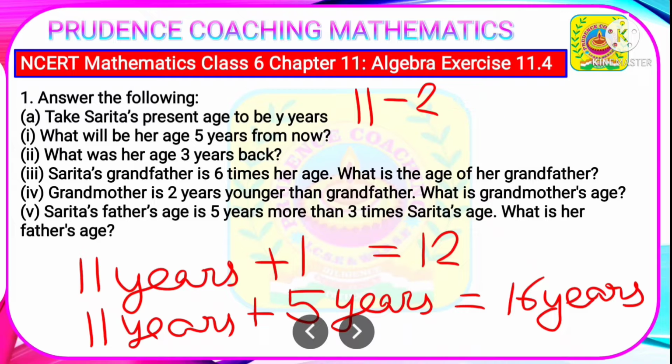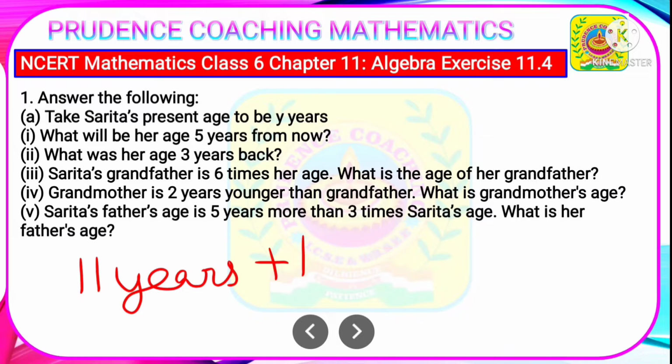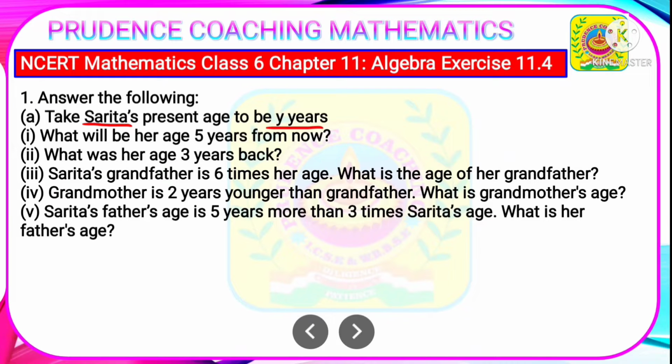But here let us see what is given in the question. According to the question, it is given, answer the following. Take Sarita's present age to be y years. So here the actual age of Sarita is not given. It is given that we are going to assume her present age, or her age now, is y years. So this is a variable. It can take any value depending upon the situation. Her age may be 10 years, 15 years, 20 years, anything. Okay, that is not constant.